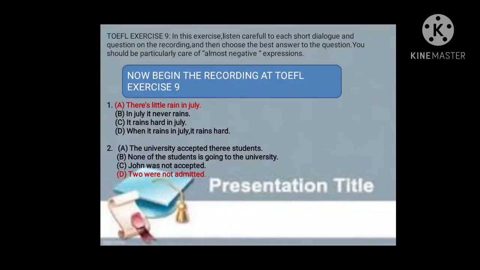Number 1. Do you expect a lot of rain this month? It hardly ever rains in July. What does the man mean?